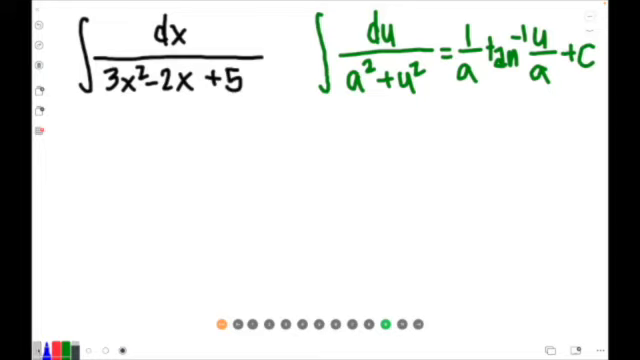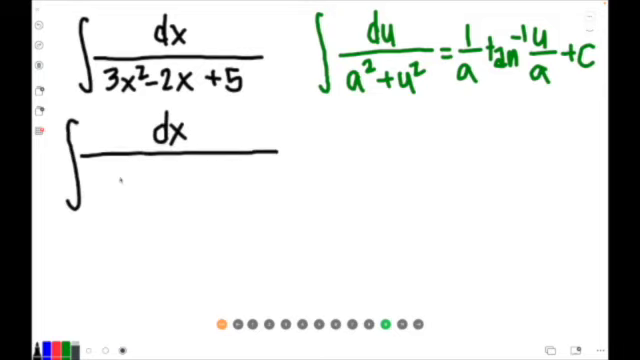First let's write it. In order to get a square in the denominator, we need to factor out the constant 3. So let's write it down as dx all over 3. So let's remove the 3. What's left is x squared minus, since we removed the 3, we divide this by 3, so that's 2/3 x, and the last term should also be divided by 3.